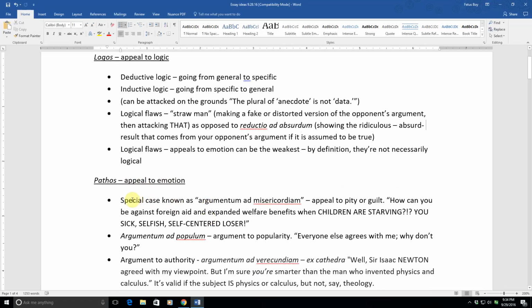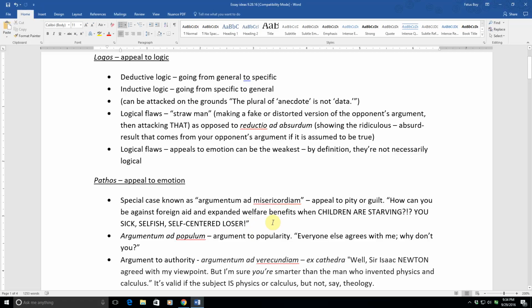So again, that goes to the special case, such as the argumentum ad misericordiam, that's an appeal to pity or guilt. So, for example, how can you be against foreign aid and expanded welfare benefits when children are starving, you sick, self-centered loser? Now, that's not the only kind of appeal to emotion, but that is a special case. So you're saying, well, okay, don't you feel bad for these people? Don't you want to help them? Don't you feel guilty? You've had all these advantages in life, and how can you not help people out?